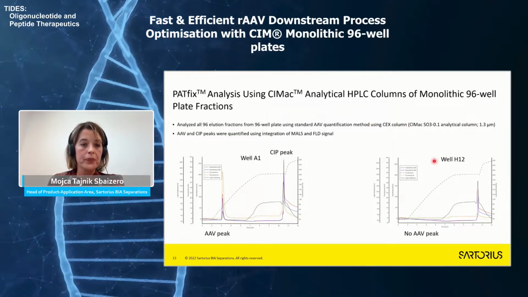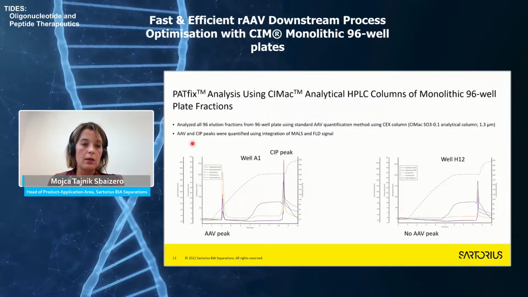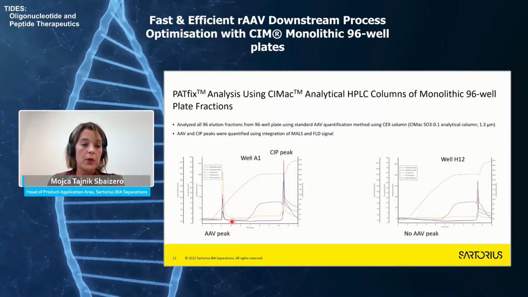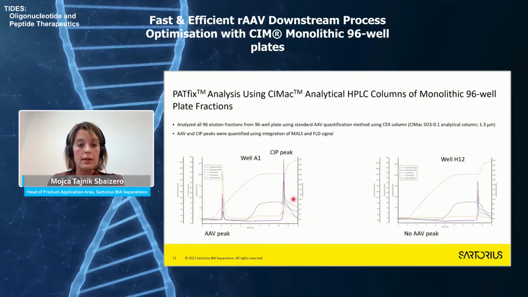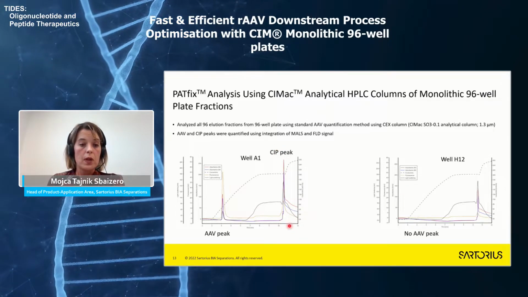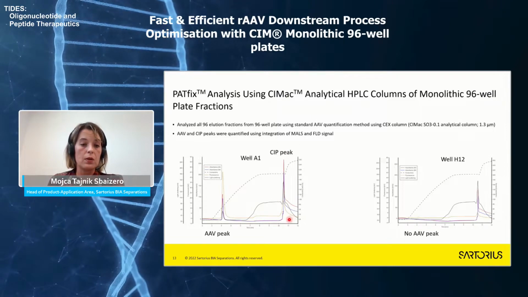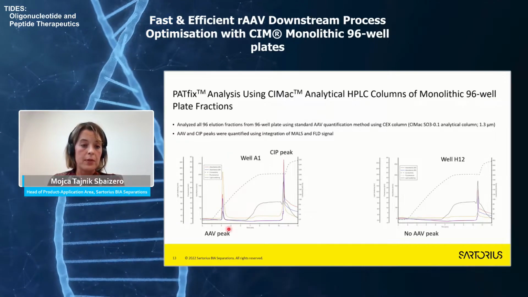I will show examples of two wells here, but we analyzed all 96 wells on the CIM SO3 analytical column. For example, this is a positive well, the very top left well A1, where we obtained the AV peak and also the CIP peak, the cleaning-in-place peak. We target a minimized CIP peak and, of course, a maximized AV peak for each well.